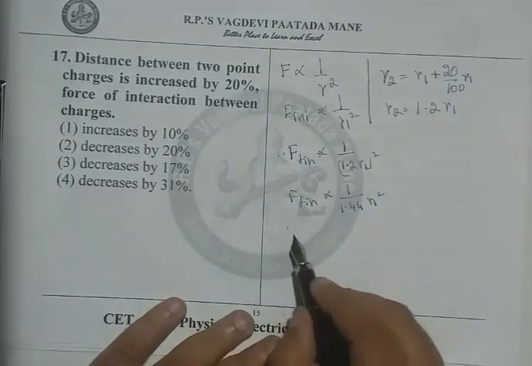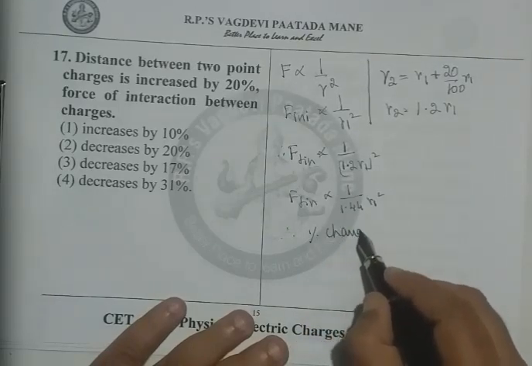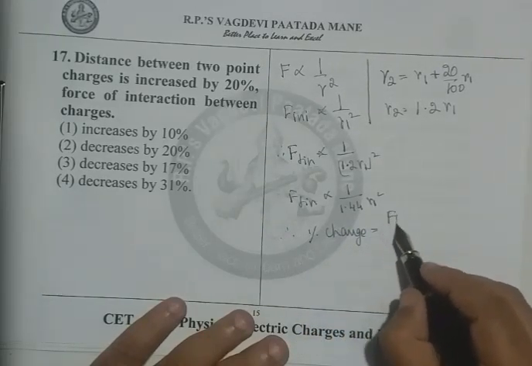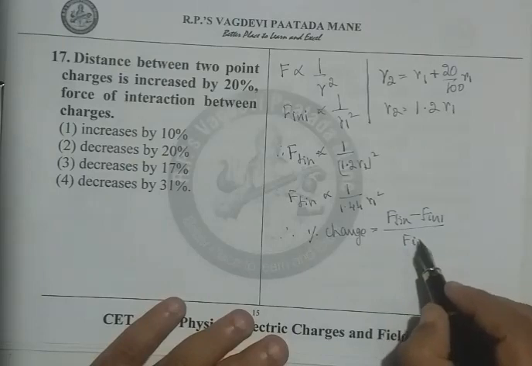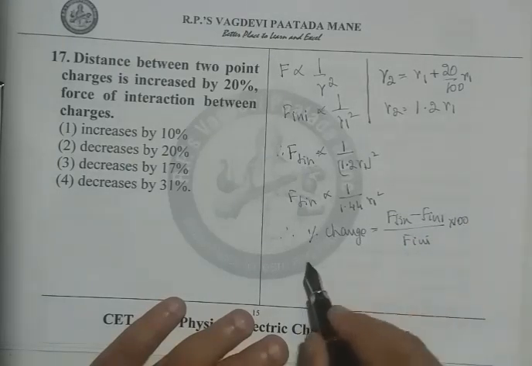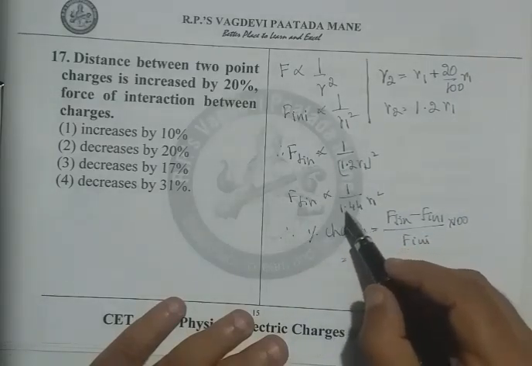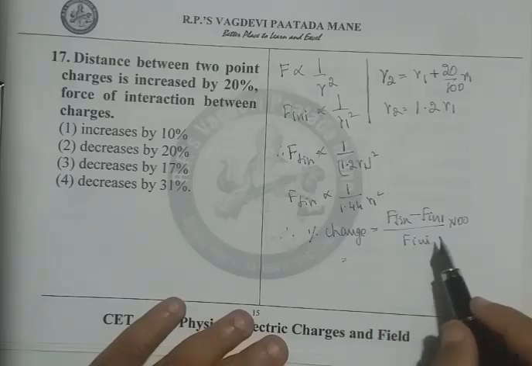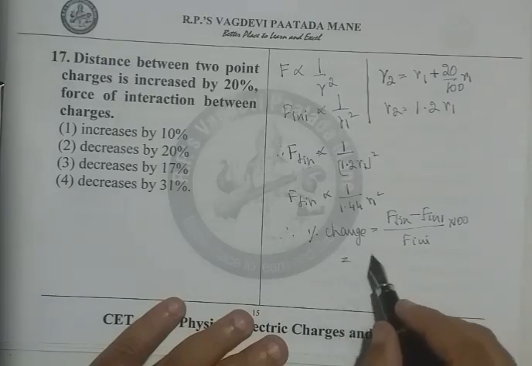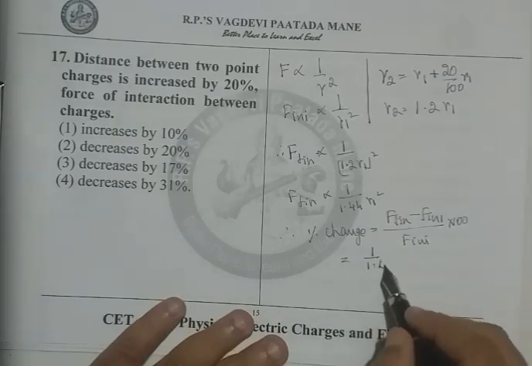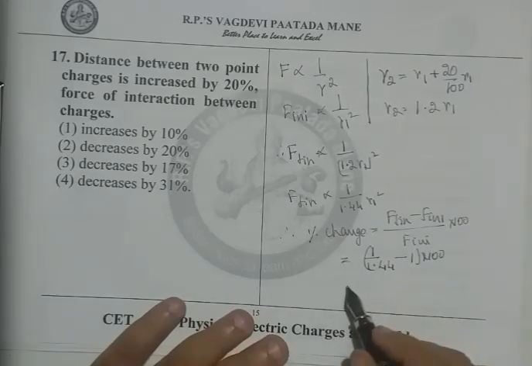Therefore, the percentage change is equal to (F final minus F initial) divided by F initial into 100. Just observe, all other things except for 1 by 1.44 are constant. Therefore, F final I can write simply as 1 by 1.44 minus 1 into 100. All other things get cancelled.